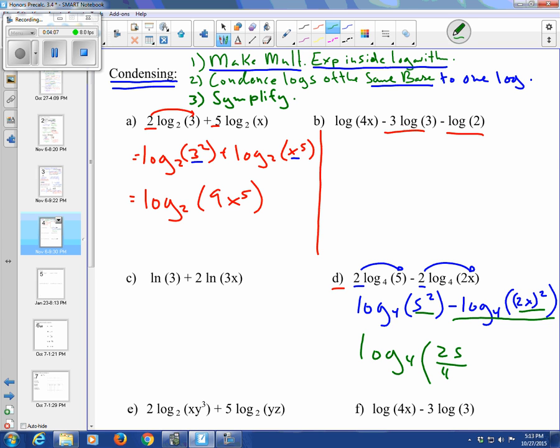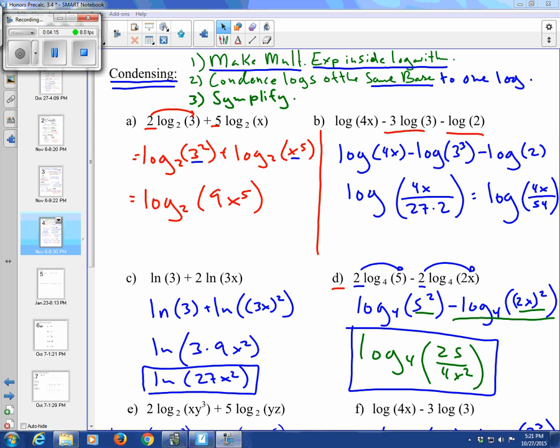25 over 4x squared. Okay, so would you guys pause the video and give the rest of these a shot, and we will look at them together in a second. All right, guys, so let's take a look at the rest of these.